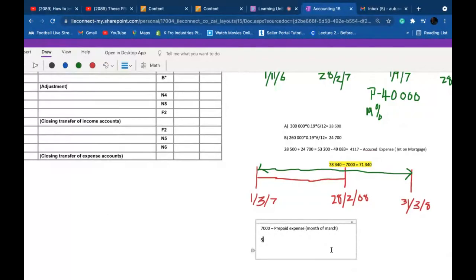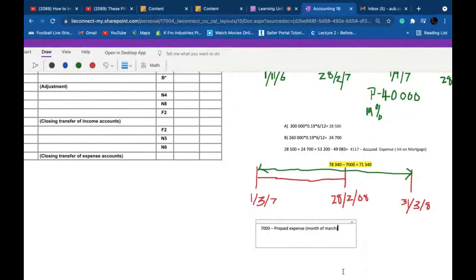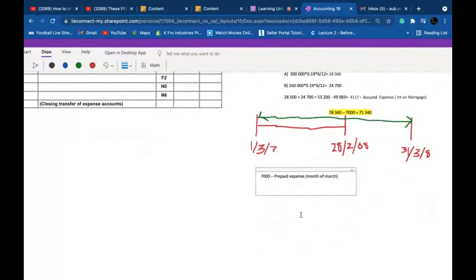Okay, so I'm just going to erase that. Now we've dealt with that. Now let's go to our last adjustment, and then we'll start filling out the adjustments, I think, after the break.